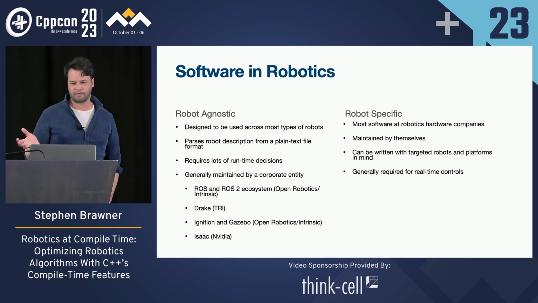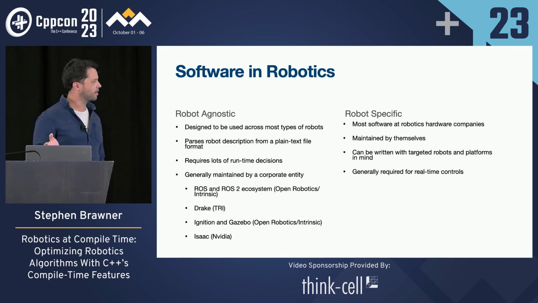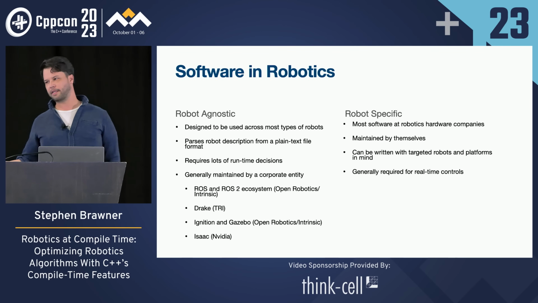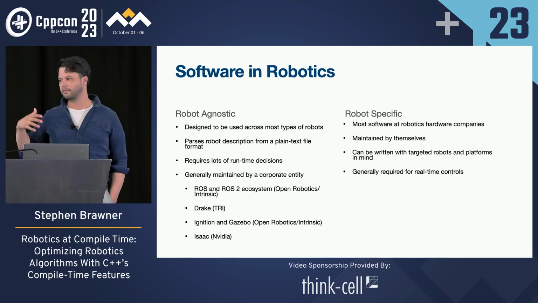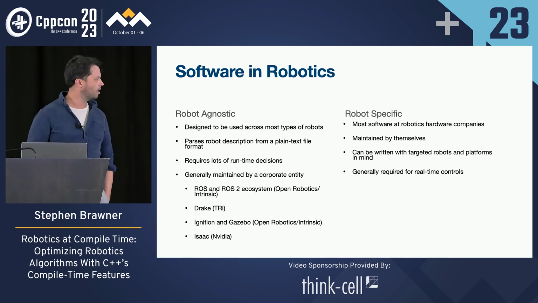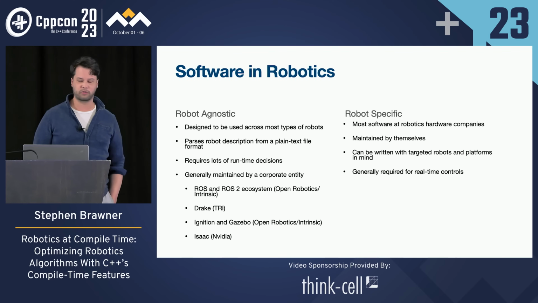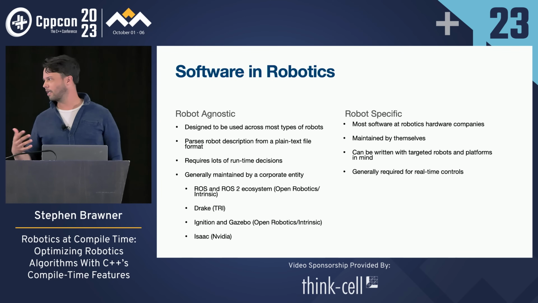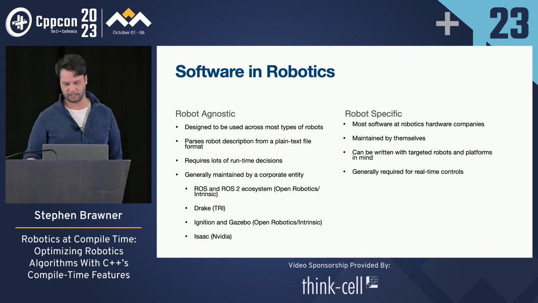Whereas a lot of the software that's written at hardware companies is very targeted to these robots individually, and it's maintained by the people who work at these companies. It can be written with very specific platforms in mind, and so the code is very performant, it runs very well, and this sort of approach is generally required for real-time controls. But it takes a lot of money, a lot of development effort. This is why robots cost a lot of money to develop.